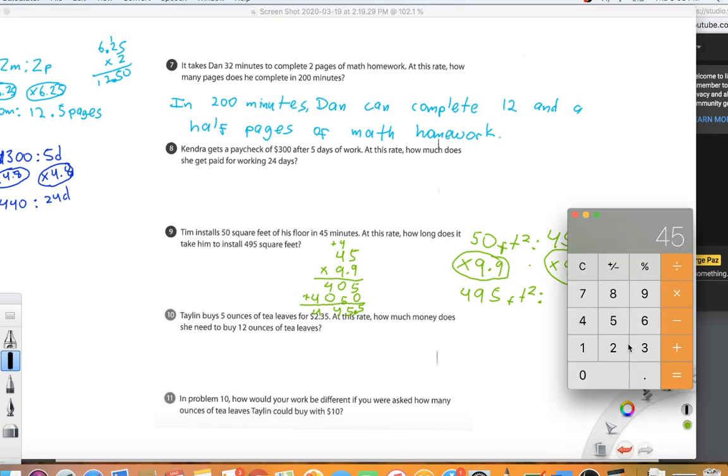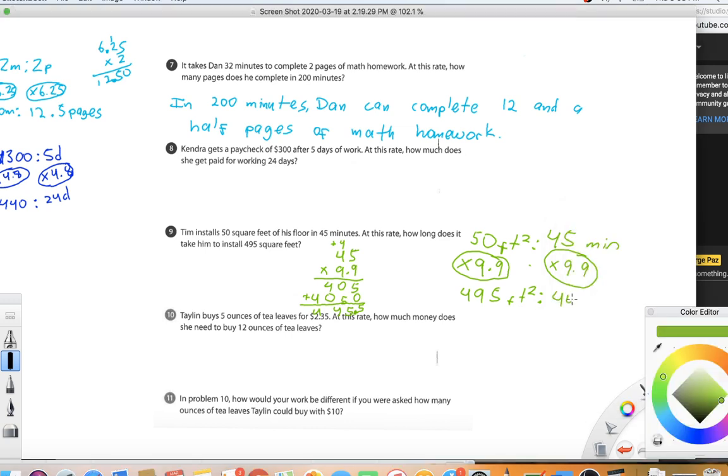Let's make sure. So 45 times 9.9 gives me 445.5. So it would take him 445 minutes and then half another minute. If it asked you how many hours, so 445 minutes 0.5, how many hours would that be?